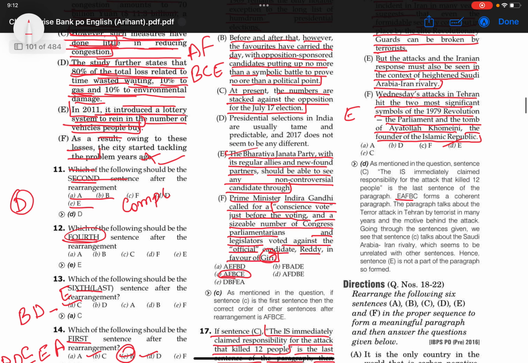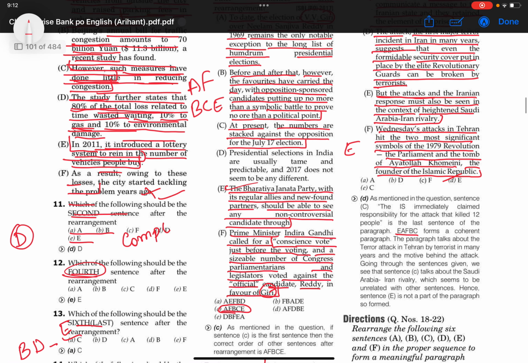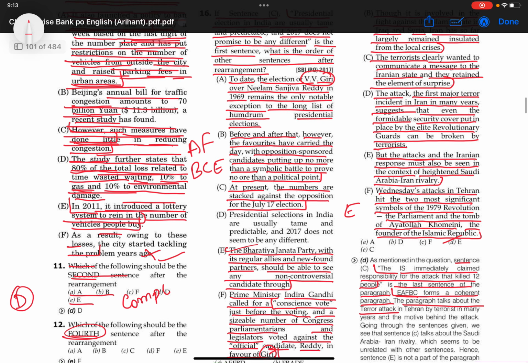कैसे? ई एफ बी सी। सबसे पहले बट द अटैक, ये तो गलत है। Mention question sentence, the IS immediately claimed responsibility for the attack that killed 12 people, is the last sentence of the paragraph. From current paragraph, the paragraph talks about a terror attack. E से start होगा, but the terror attacks and the Iranian response must also be seen in the context of heightened Saudi Arabia-Iran rivalry.